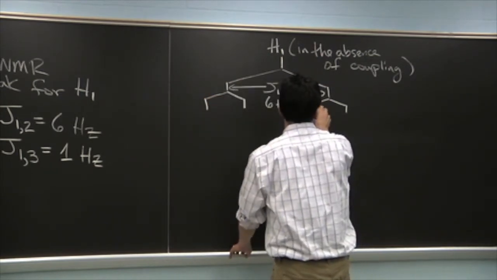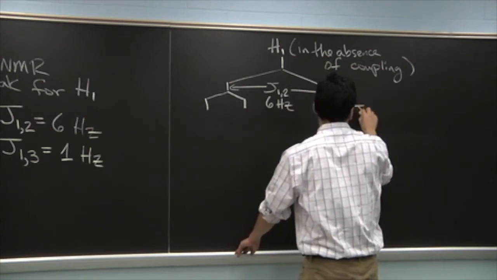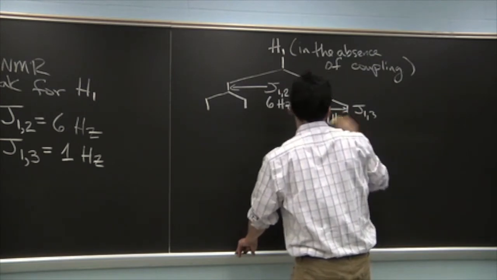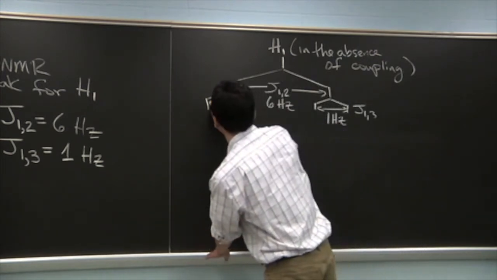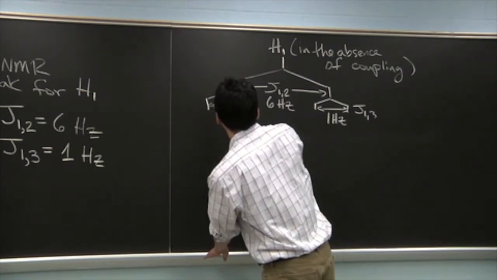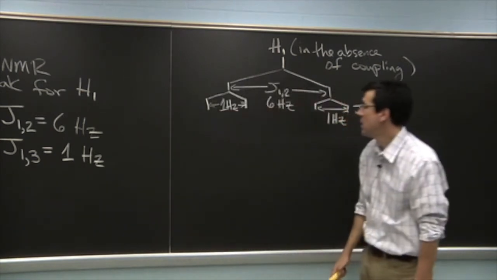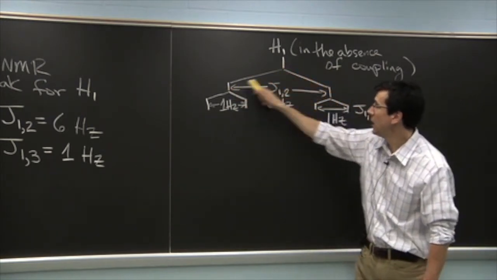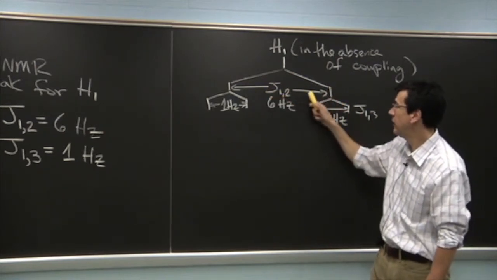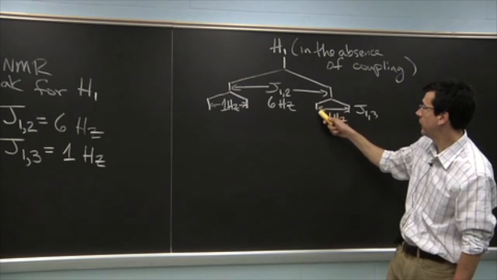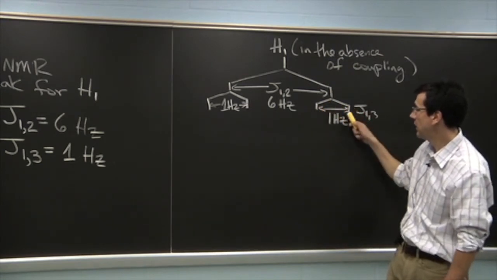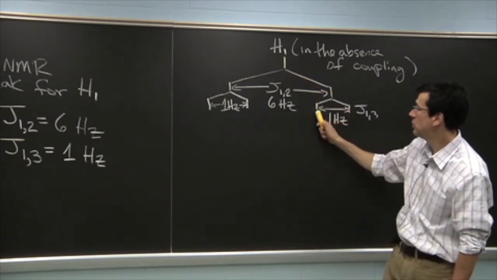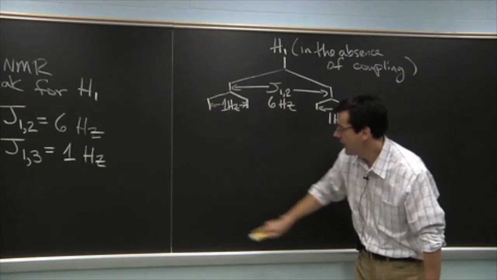And this value right here, that is J13, which is supposed to be 1 hertz. Again, my drawing might not be exactly to scale, but you get the idea, hopefully. And so look what happened. We started with the original peak for H1. It gets split into a doublet by hydrogen 2 with a coupling constant of 6. And then each of those lines gets split into a corresponding doublet with a coupling constant of 1. So instead of having just one line, I will have 1, 2, 3, 4 lines in the spectrum.